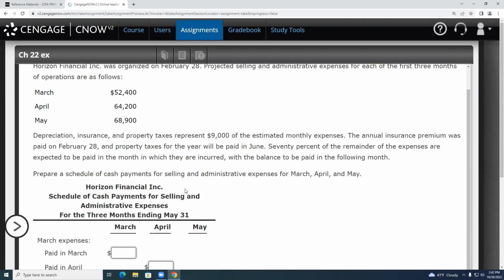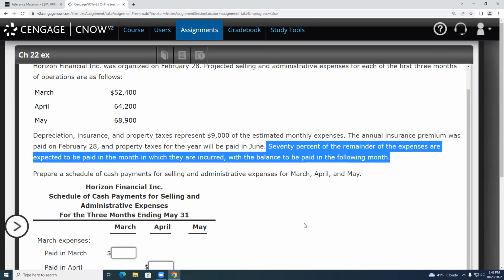And so what's the implication of that? This $52,400 in projected selling and administrative expenses includes this $9,000 in estimated monthly expenses that are not cash flows in the month of March. So how much will be our cash expenditures in the month of March? 52,400 minus 9,000 is 43,400.